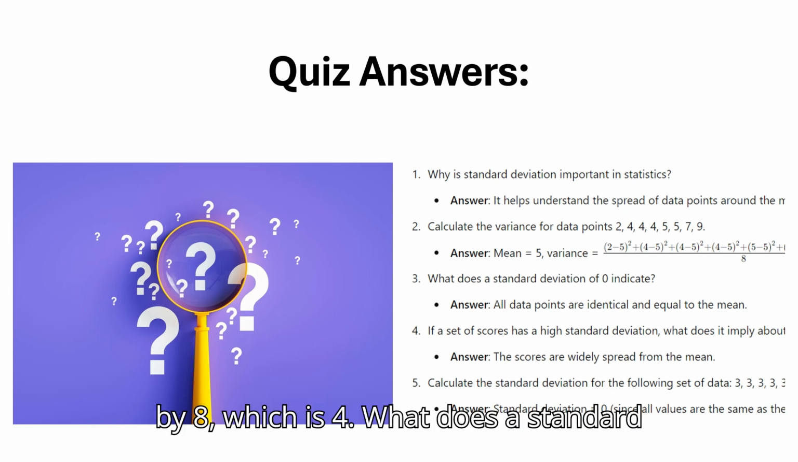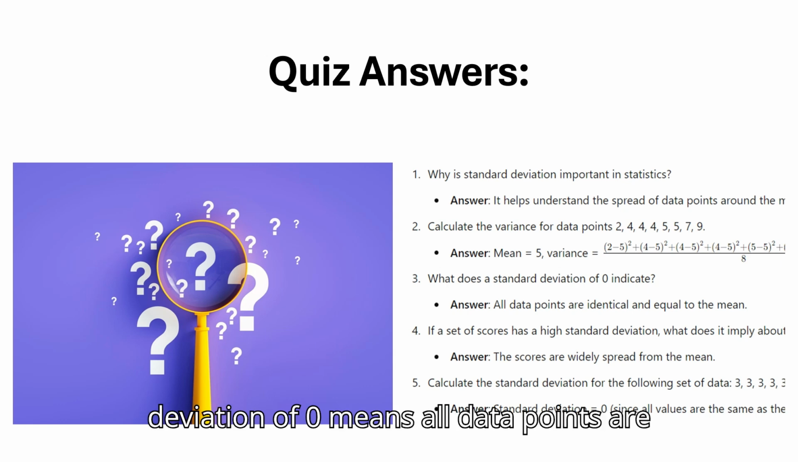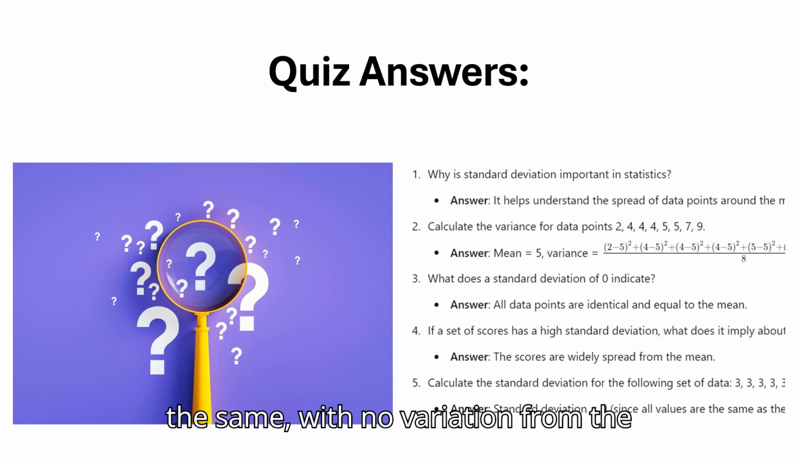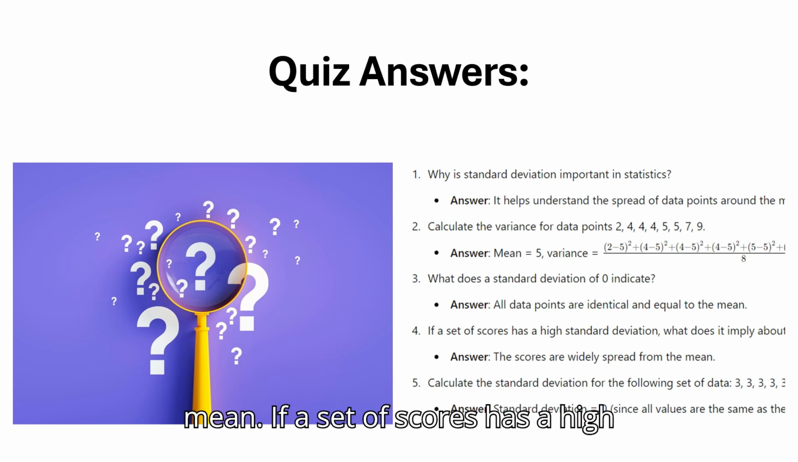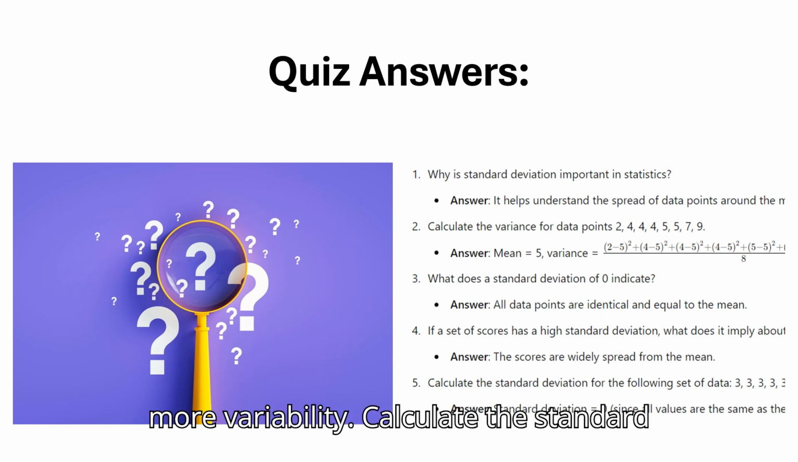What does a standard deviation of 0 indicate? A standard deviation of 0 means all data points are the same, with no variation from the mean. If a set of scores has a high standard deviation, what does it imply about the data? A high standard deviation means the data points are spread out far from the mean, showing more variability.